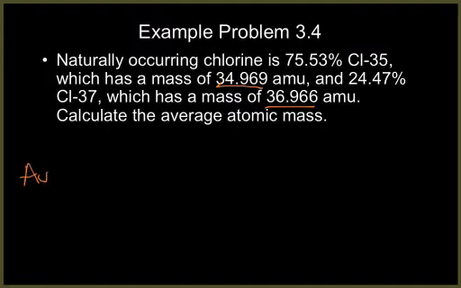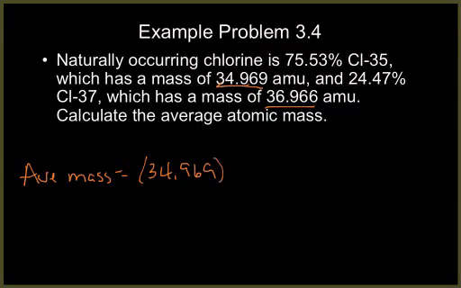To do that, our average mass is going to be mass times abundance of each isotope, and then we're going to add them together. So the mass of our first one is 34.969, and then our abundance is 75.53%. Now you could use that as long as you use it as a percent and you take 75.53% of that mass, you could do that. I like to just change them all to decimals, so I'm going to make this 0.7553. So that's my first isotope, plus the mass times abundance of the second isotope.